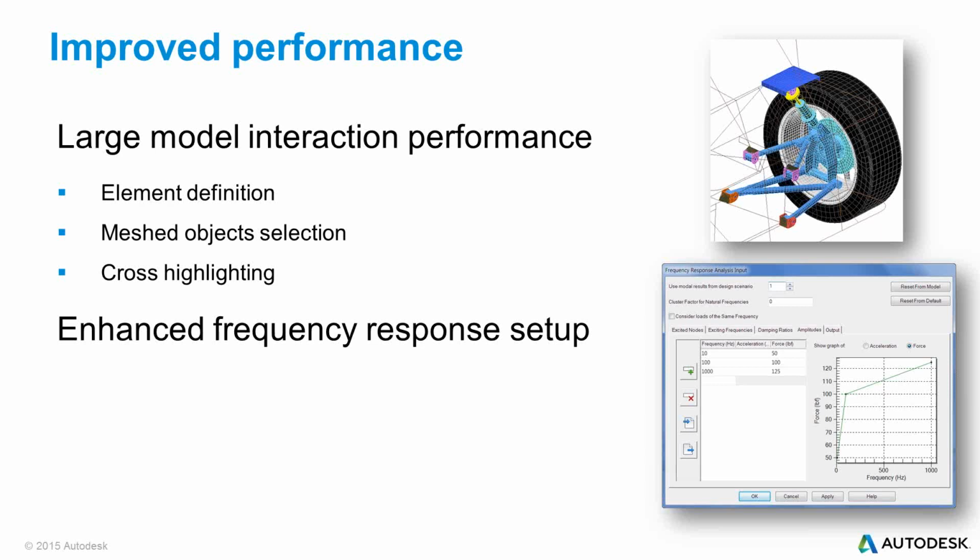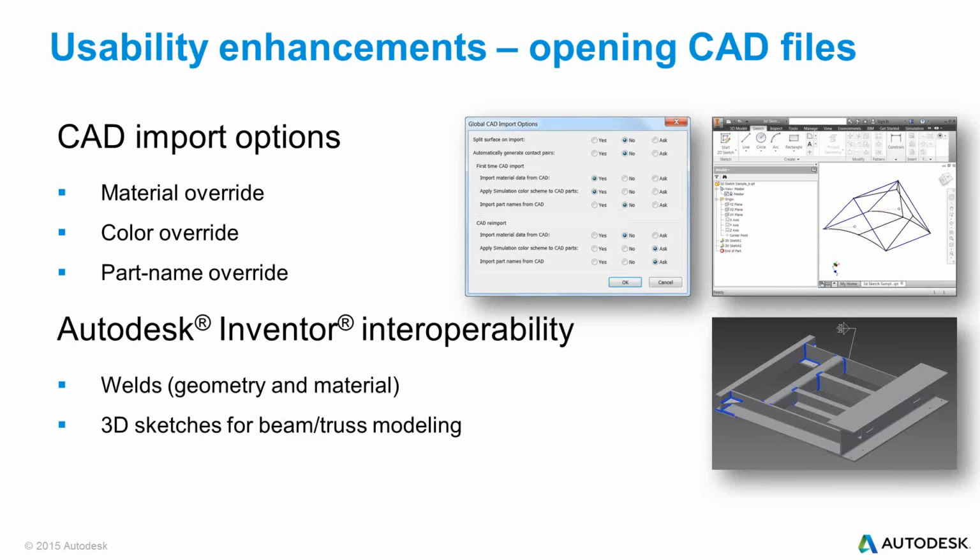This is especially true for assemblies with a large number of parts. Similarly, the speed of selection for meshed objects and highlighting of selectable entities upon meshing an assembly has been drastically improved as well. We have also completely redesigned the analysis parameters dialog for a frequency response analysis to improve its usability. Which brings me to the final and probably the most important focus area for this release, which is usability improvements. So let's go to the next slide to talk a little bit about the usability improvements.